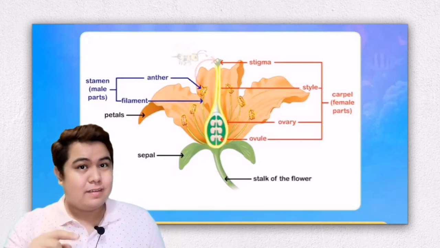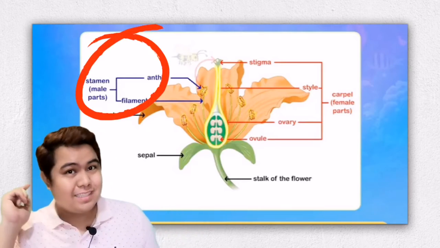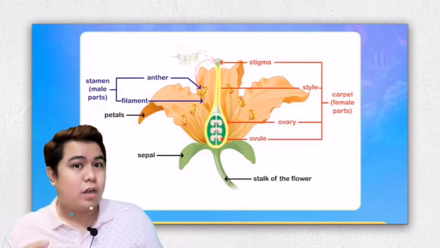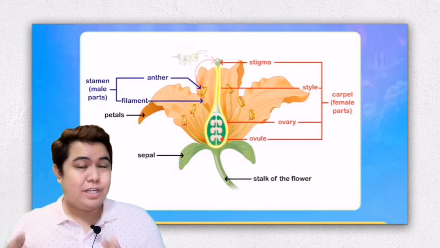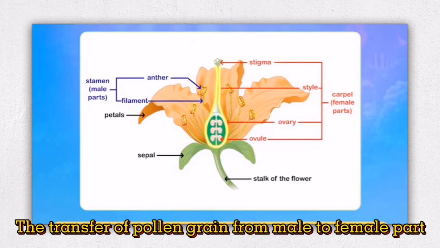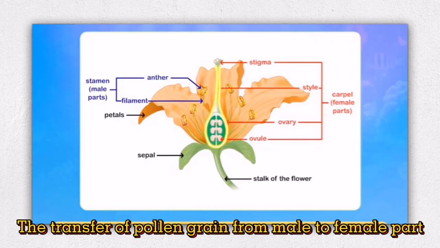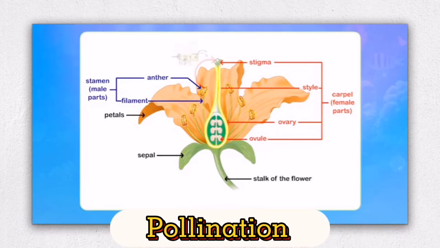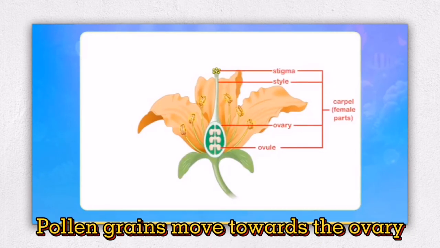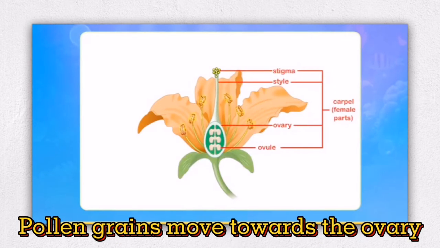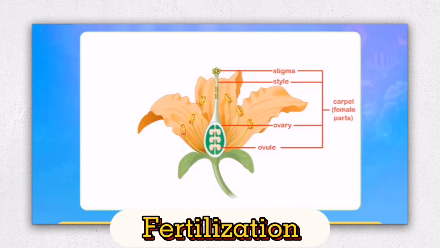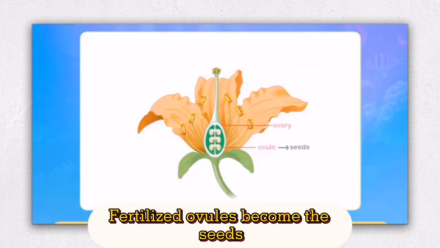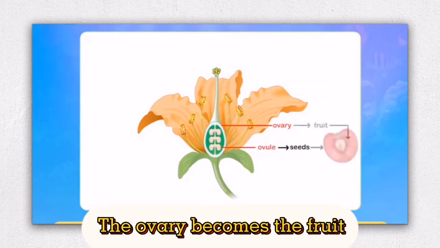Now, to distinguish both, male flowers have common parts such as the filament and the anther, in which pollen grains are produced, and the female flowers have the stigma, the style, and the ovary where the seeds are made. This process is called pollination. After pollination, the pollen grains move towards the ovary and fuse with the ovules in the ovary. This process is called fertilization. The fertilized ovules become the seeds and the ovary develops into a fruit.